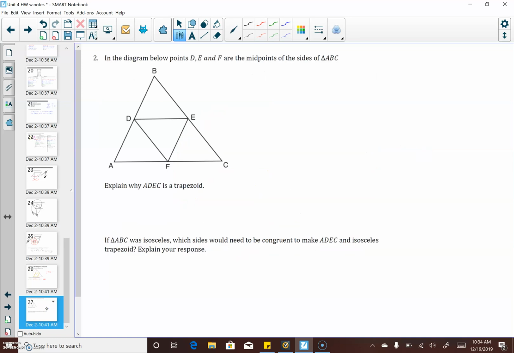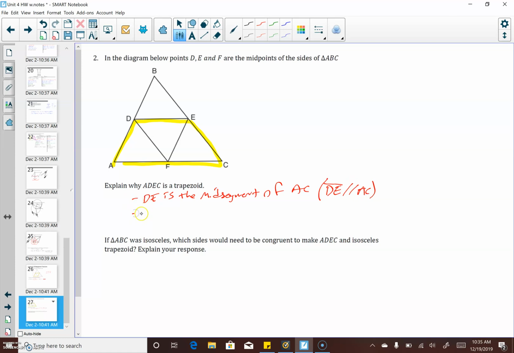For the second one in the diagram below, D, E, and F are midpoints. Explain why ADEC is a trapezoid. We did some of these in class today, but the reasoning is DE is a midsegment, and that's the key to this problem. DE is the midsegment of AC, which means two pieces: it's half and it's parallel. The parallel piece is really what we are focused on here.